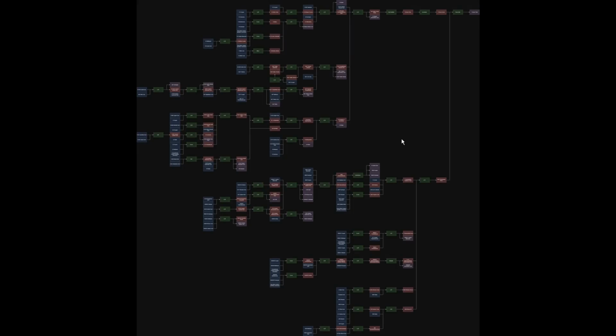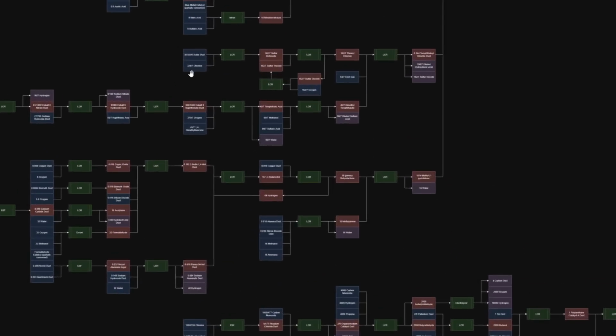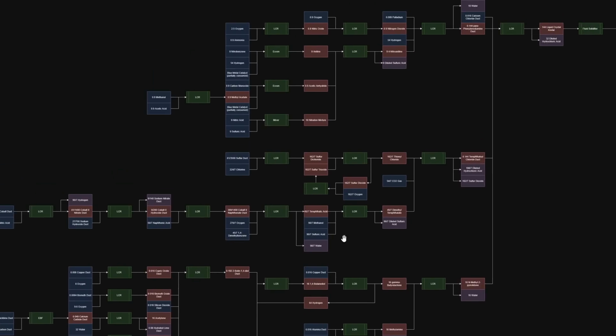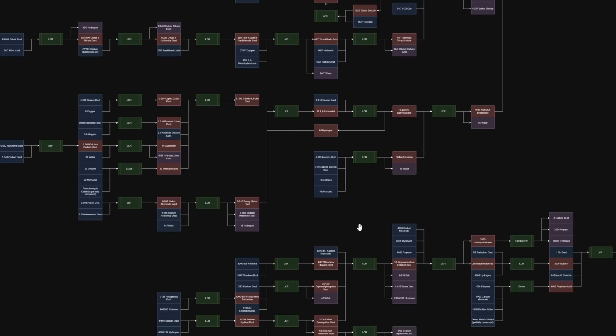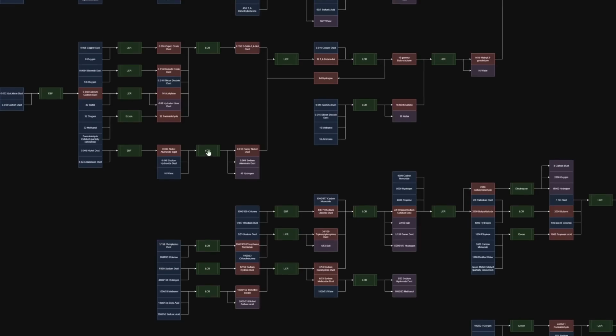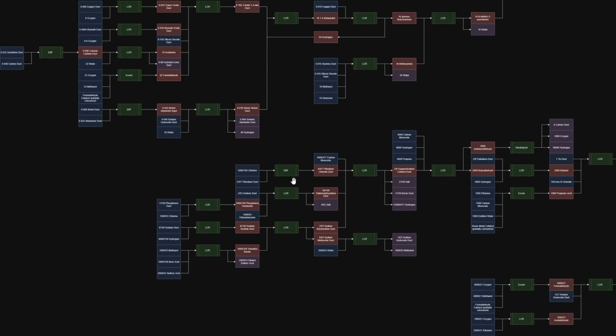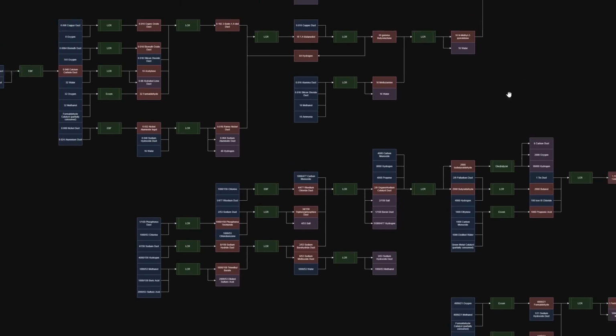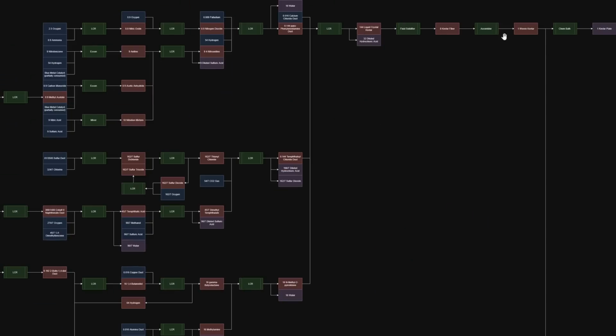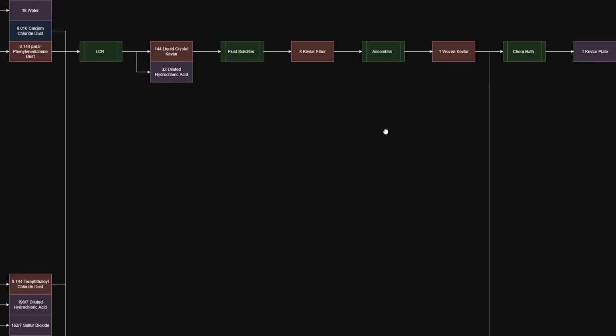Here it is. This is large. This is very large. So I have gone through every single step. The starting point is somewhat arbitrary. It's just the stuff that I have. So if you don't have some of these things and you decide to use this flowchart for whatever reason, you may find that you need more processing or less processing, depending on what you have. But anyway, I've scaled all the numbers here to get one Kevlar plate.